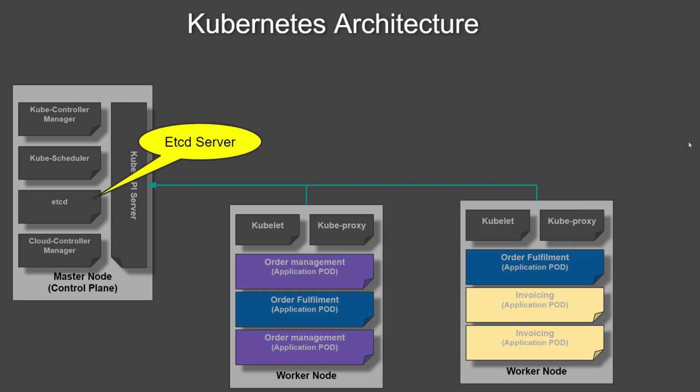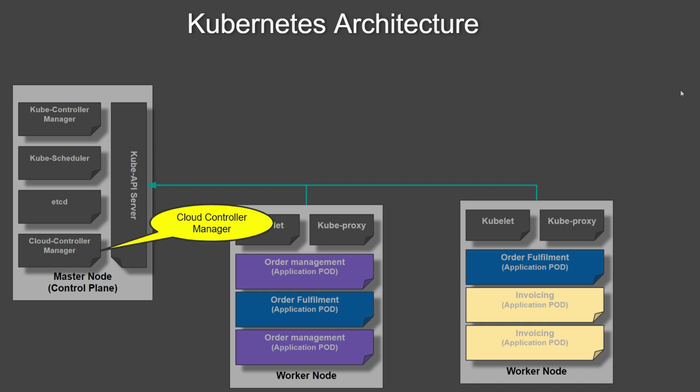The etcd server is a key value store which stores all the configurations that are pushed to the API server. That means all the manifest file details, all the objects created, its different versions, everything is stored in the etcd server. Cloud Controller Manager links Kubernetes cluster with cloud provider APIs. Suppose our Kubernetes cluster is managed by a cloud provider, then it's the responsibility of Cloud Controller Manager to interact with the cloud provider's APIs.